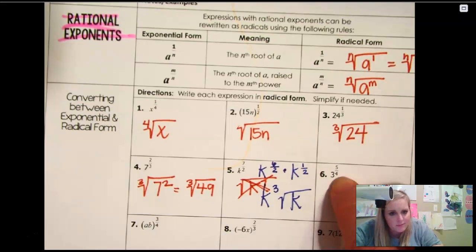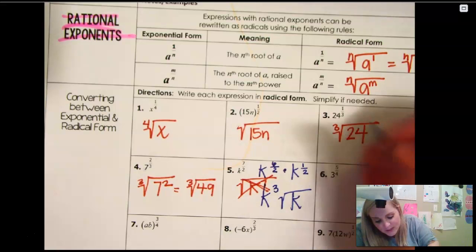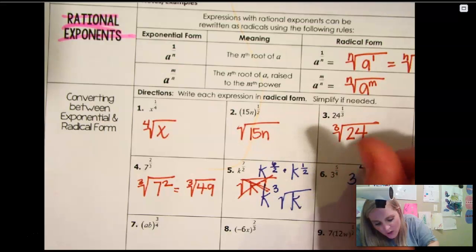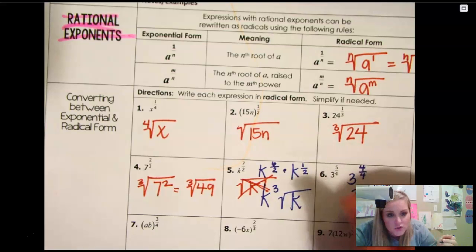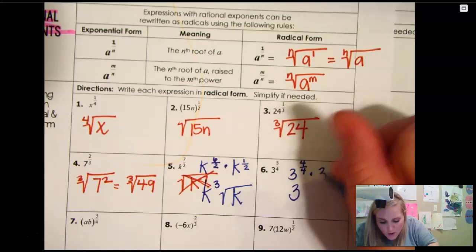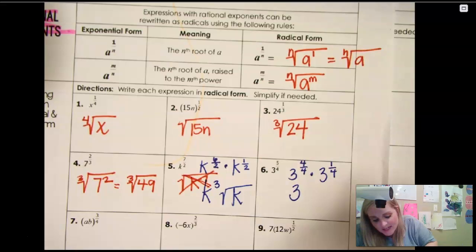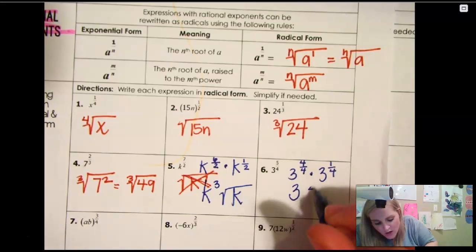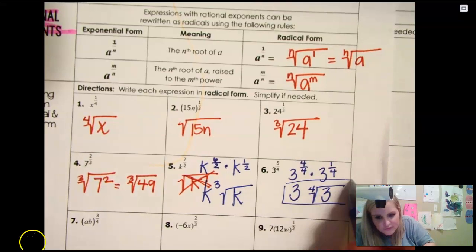But like if you look at number 6, that 5 is greater than the 4. So I'm going to split it and say 4/4. That's a whole. That's going to be just 3 to the first or just 3. Then what's left over would be 3 to the 1/4 power. Okay, so that is going to be the 4 as the index, 3 to the 1st power. And that is your final answer. Okay.